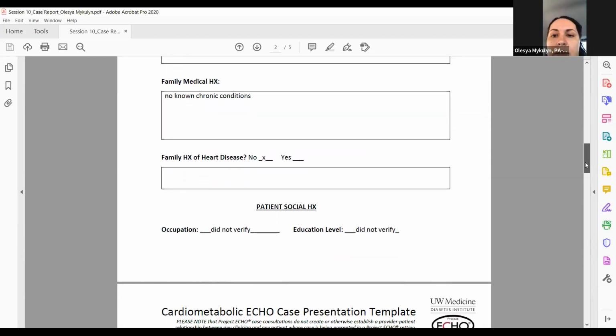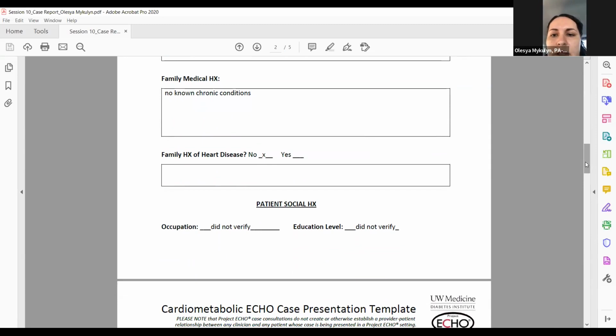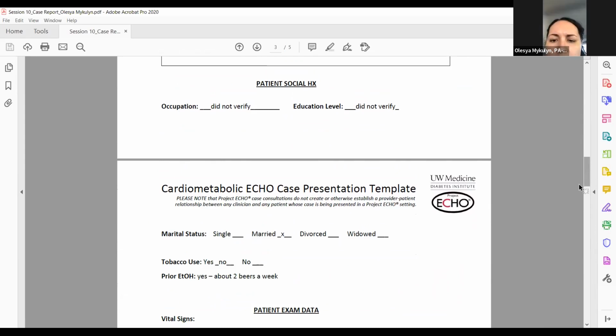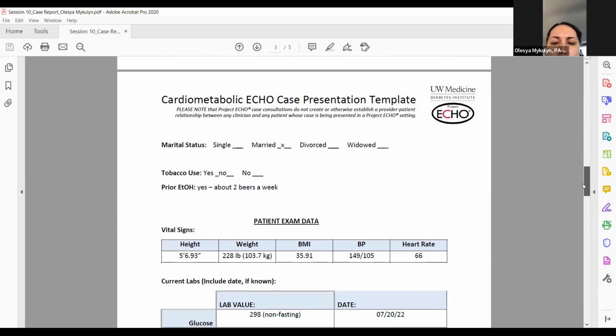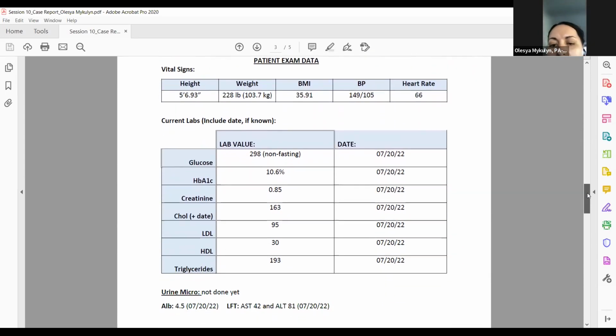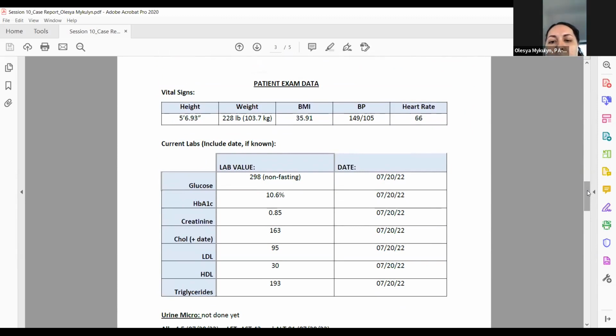He says that he does not have anyone in his family with any chronic medical conditions, including type 2 diabetes or heart disease. I did not verify what kind of job he did or his education level. He does not smoke, and he does drink about 2 beers a week. His BMI was almost 36. At the second visit, his blood pressure was 150 over 105. And the lab results you can see there. And his creatinine was within normal limits.